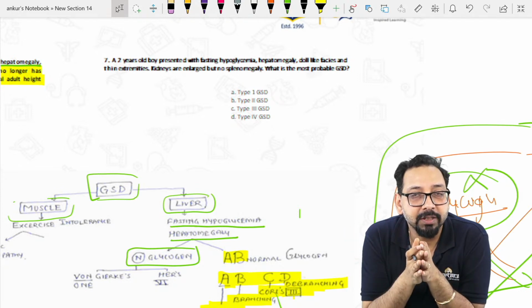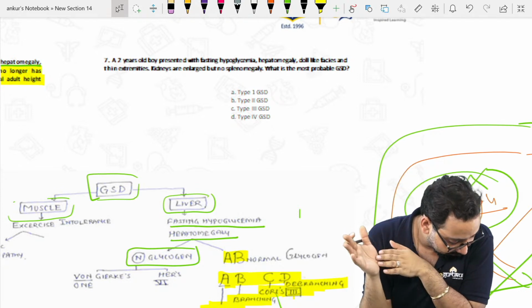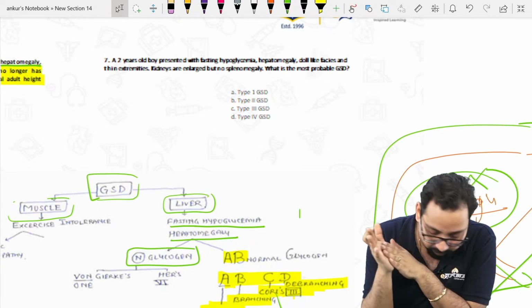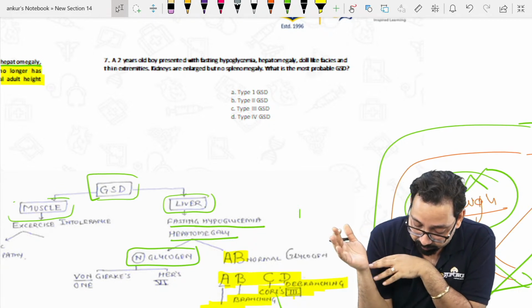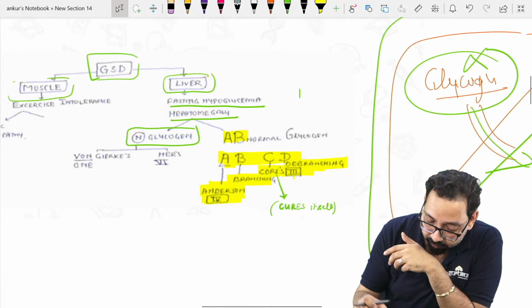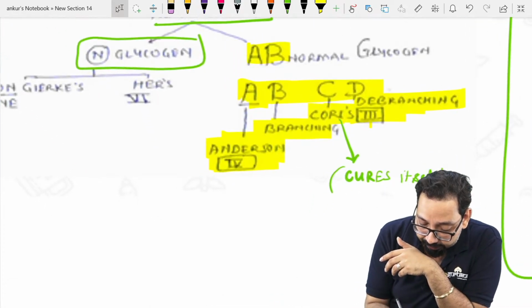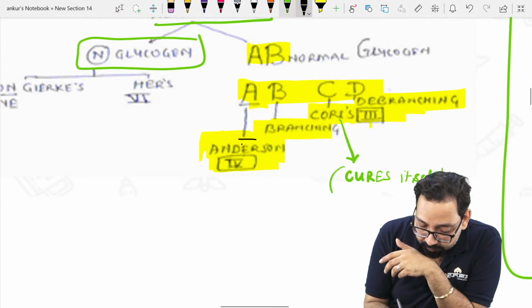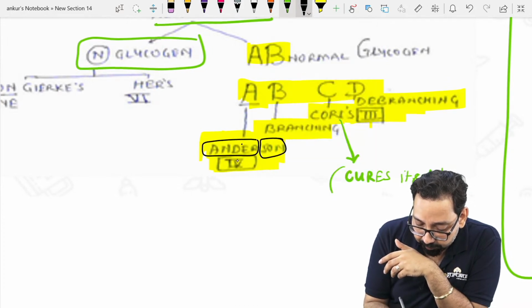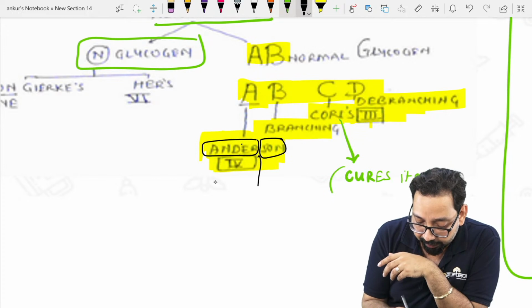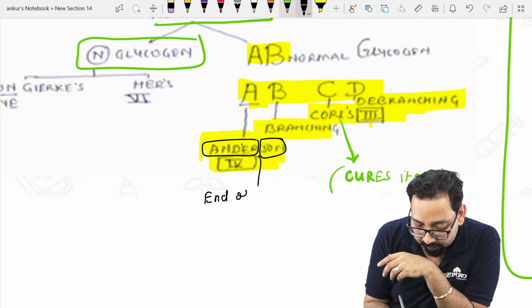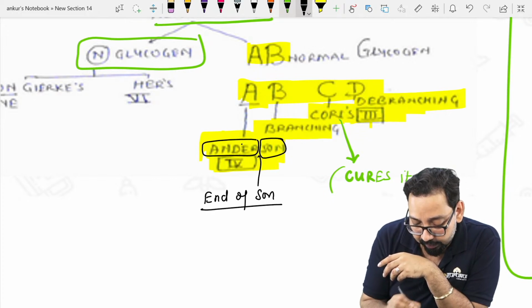Yes, you must have seen the Harry Potter movie. Yes, that is Parseltongue, the snake language. And if you learn that language, you will solve many questions. Anderson, end of son. Anderson, end of son means the son will die.